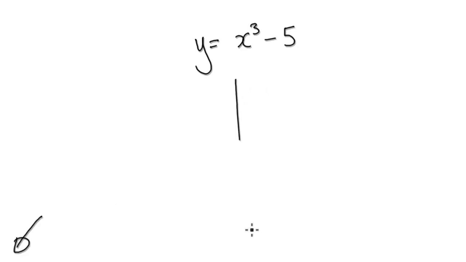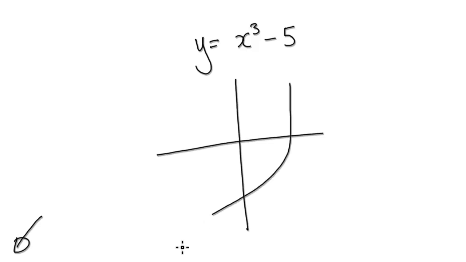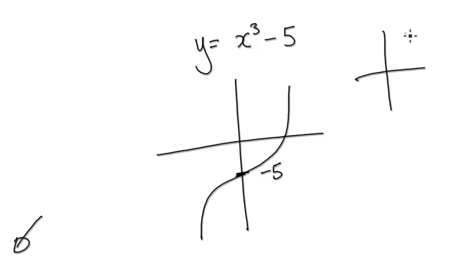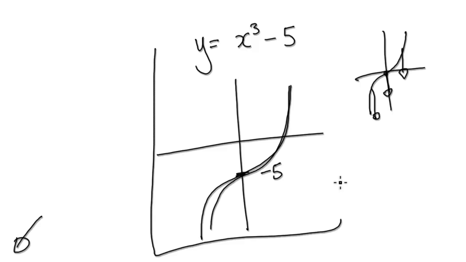Okay, next one. y equals x to the power 3 minus 5. So press pause and have a go. Okay, so it will look something like this. So this thing here will be negative 5 because x to the power 3 will look like this. And when you take away 5, you move everything down by 5. So it will look like this. Okay, so this is your final answer.